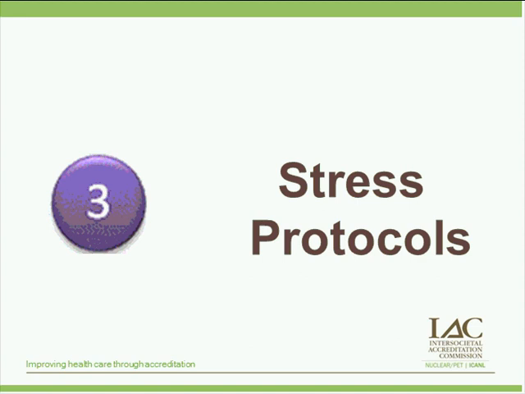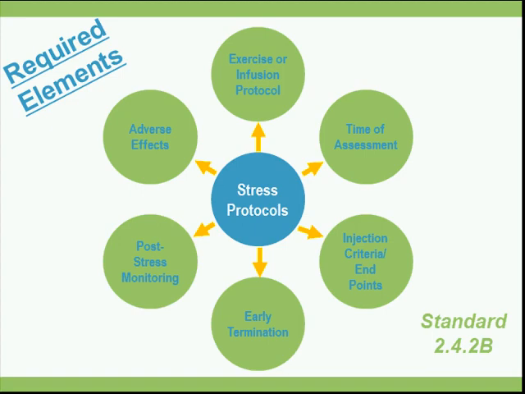Let's now discuss the protocol requirements for both exercise and pharmacologic stress testing. There are essentially 6 elements which are listed in Standard 2.4.2b that must be included in all exercise and pharmacologic stress protocols. These include the graded exercise protocol or infusion protocol, the timing of assessments during the stress activity, the injection criteria and stressing endpoints, reasons for early termination, post-stress monitoring, and adverse effects. Let's look at each of these elements separately.